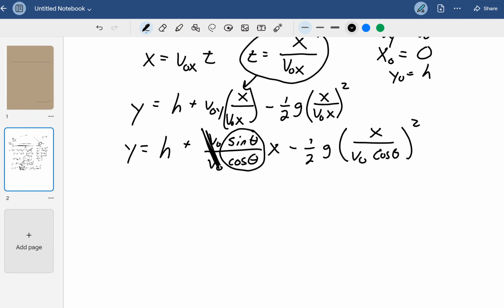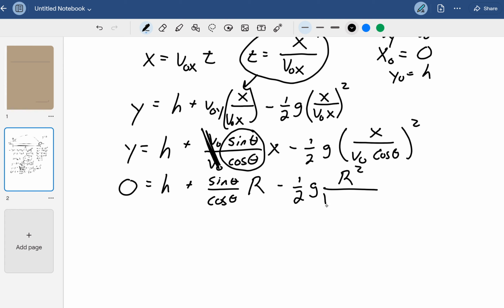And I'm going to replace x with r, because when y is 0, x is equal to r. That's just by definition what we're stating over there. So once we're on the ground, what this says is that our x position, what we have right here, is just equal to capital R, the range, which is the thing we're ultimately trying to solve for. And same idea over here, minus 1/2 g, and then I'll have r squared, because it would be x squared, and x is equal to r now, divided by v0 squared times cosine squared of theta.